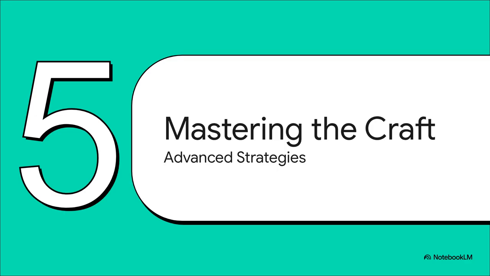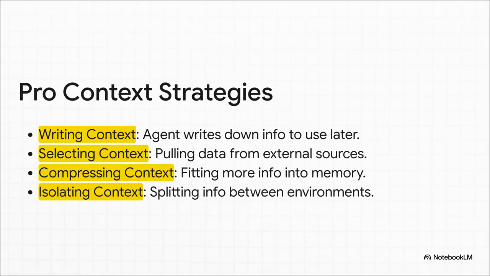But when you want to build really serious professional-grade agents, you have to get even smarter about how you manage all this information. The pros use all sorts of clever strategies. Things like giving the agent a scratch pad to write down its thoughts, or letting it pull in data from a database only when it needs it, or even finding ways to compress information to fit more into its memory. It's all about managing that flow of information, and it's what lets you build these incredibly complex systems where you might have multiple AI agents all working together.